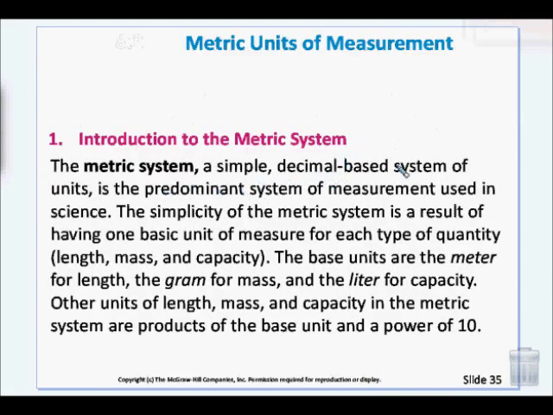The metric system is a decimal-based system of units. That means base 10. We have one basic unit of measure: meter, gram, and liter. So meter is length, gram is mass, liter is capacity, and everything's a power of 10. Capacity, again, is volume.